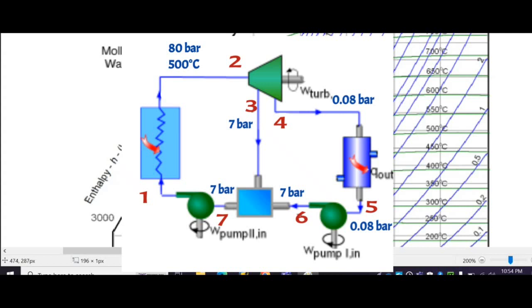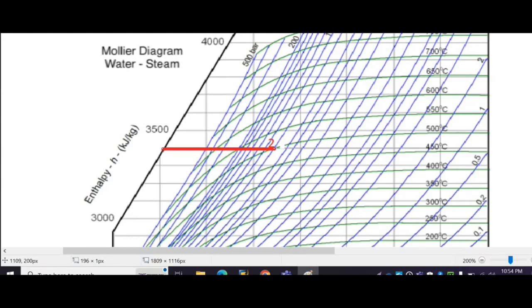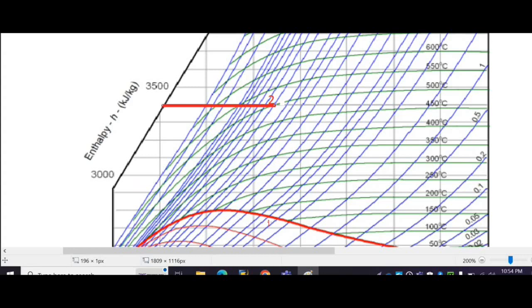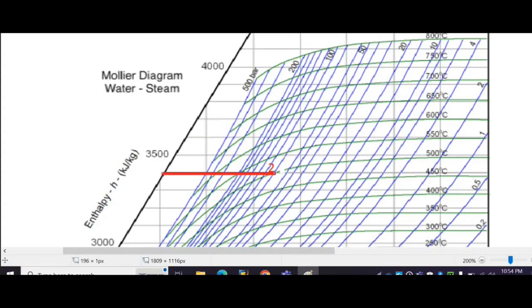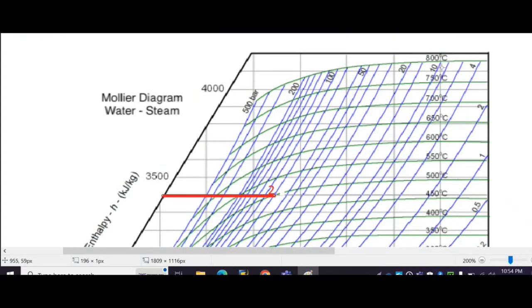Now after that, isentropic expansion takes place, and this isentropic expansion is up to 7 bar. So we have to find where the 7 bar pressure line is. Here is 1 bar, 2 bar, here is 4 bar, and here is 10 bar. After 4 bar, here is the line for 6 bar, and the second line is for 8 bar. So in between 6 bar and 8 bar, there is the 7 bar pressure line.